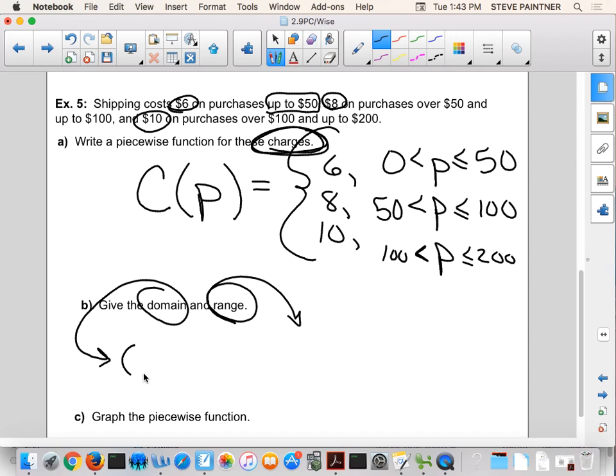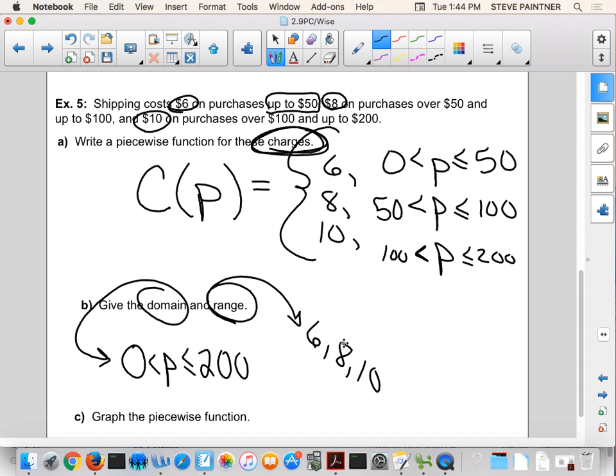0 to 200, exactly. So the domain would be any purchase less than or equal to 200 or greater than 0. They're just asking you, what kind of purchases are we talking about? From 0 to 200. What would be the range? That would be the y values, the answers. 6, 8, 10. Done. If it's just a number, then write it down 3 times. 6, 8, 10. This one's different. This is a range from 0 to 200. You have to use greater than, less than symbols, okay?